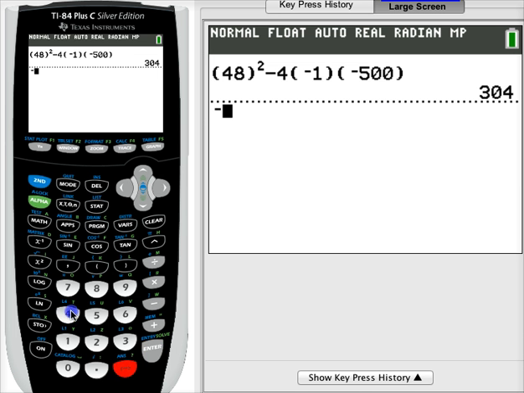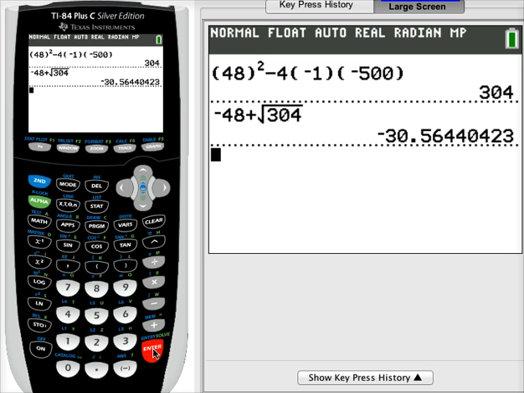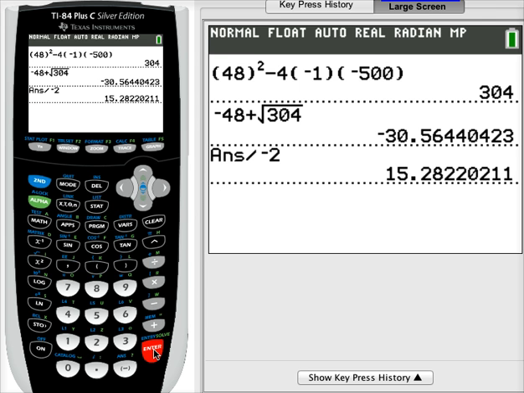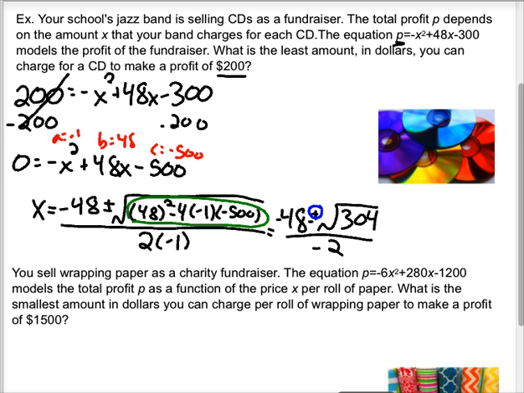So negative 48 plus square root of 304. Hit enter, and then divide it by negative 2. So $15.28.